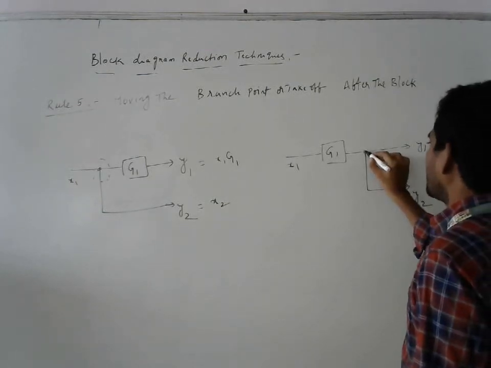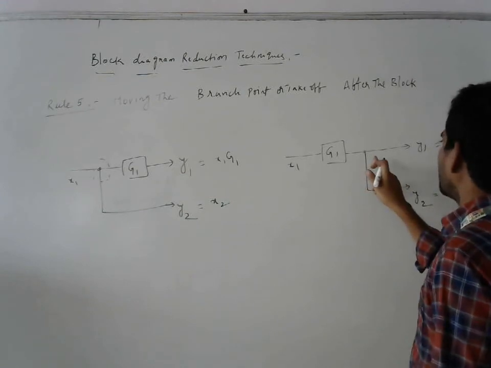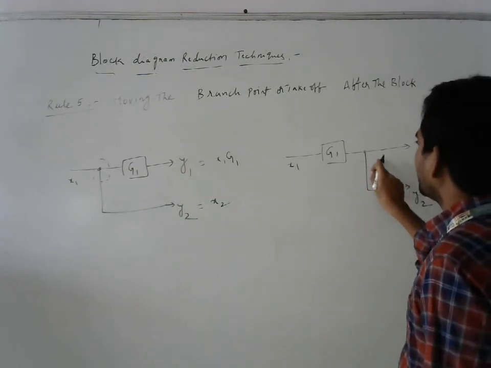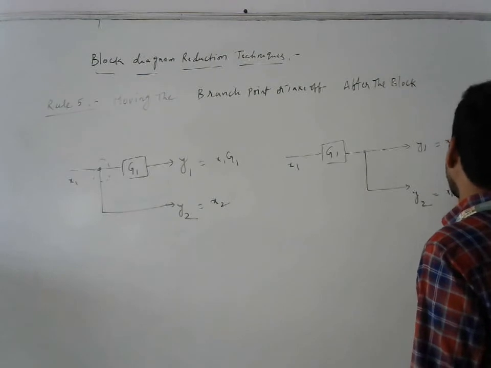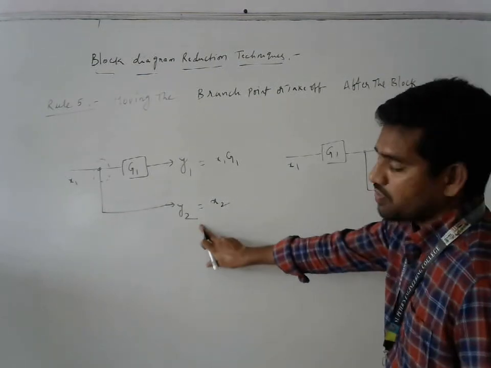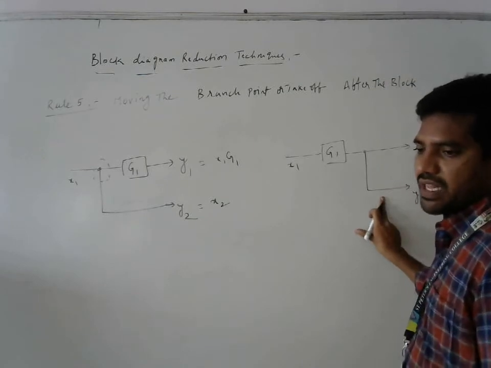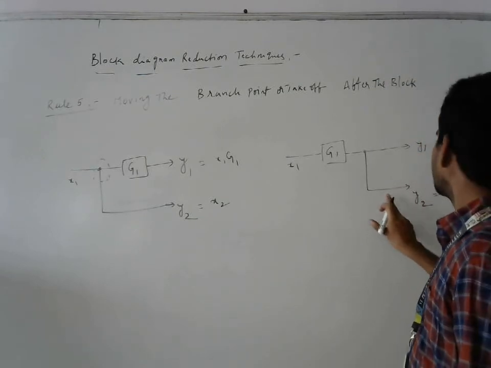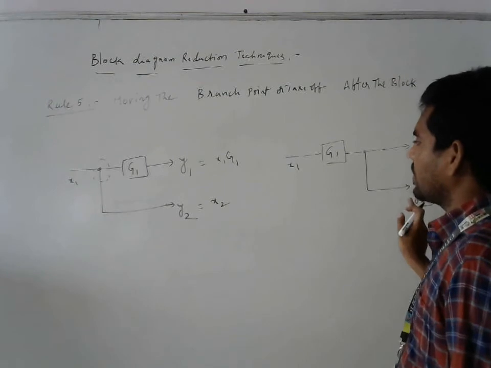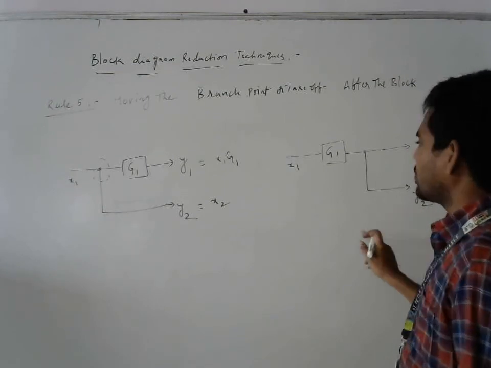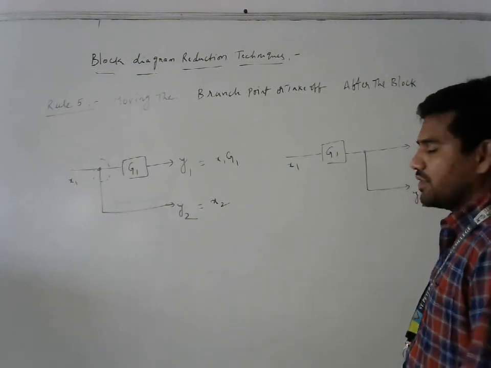Now what is the y2 value? Y2 also, how much are we going to get here? x1 into g1. But what should the output y2 be here? x1. That means what do we need to add here? We need to multiply x1 into g1 with 1 by g1.